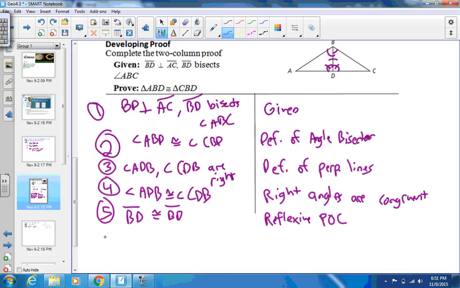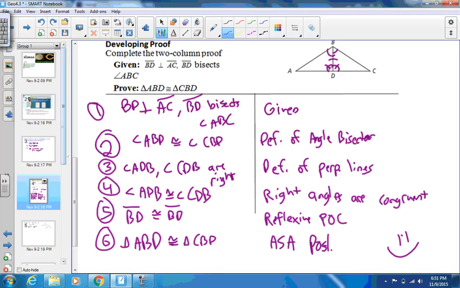So because we showed that those two angles and that included side are congruent, then triangle ABD is congruent to triangle CBD by the angle, side, angle postulate. Awesome. Big smiley face there.